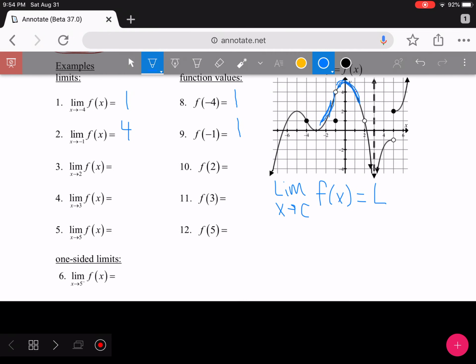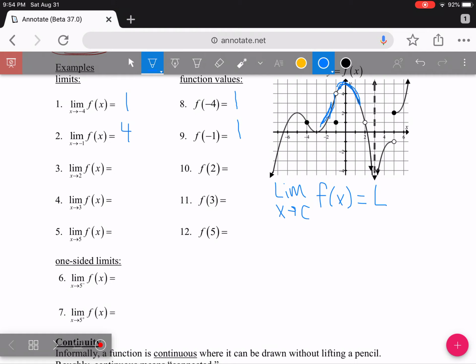So in this case, the limit and the function value are not the same. So let's take a look at the limit as x approaches 2 of f of x. Okay, so let's walk along our function and see what happens. As I'm getting really, really close to positive 2, what am I doing on my function? Well, as x gets really, really close to positive 2, I'm getting really close to y equals 1. So my limit as x approaches 2 is 1.